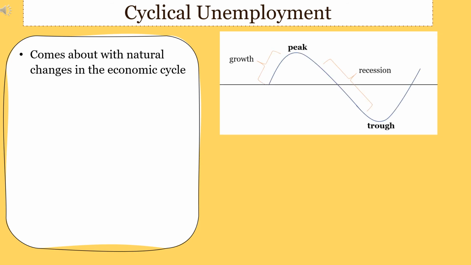Fourthly and finally, we'll look at cyclical unemployment. This type of unemployment comes about with natural changes in the economic cycle. Now this here is a diagram, a very basic diagram of the economic cycle. Naturally, economic activity has times when it peaks as spending and economic activity grow, and times when it falls and the country or the economy experiences a trough, which is what you see at the bottom.